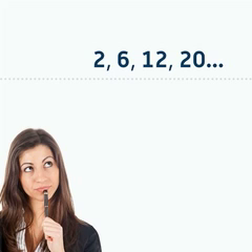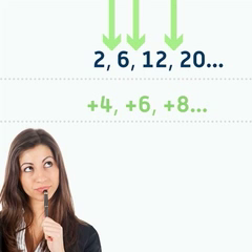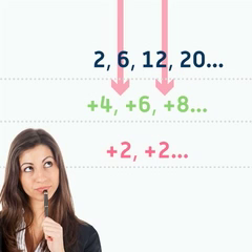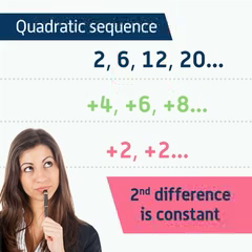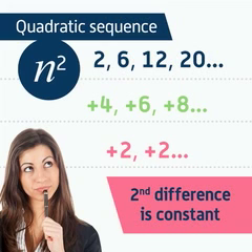Let's look at this sequence: 2, 6, 12, 20. The first difference from term to term changes each time. It is +4, then +6, then +8. But notice the second difference is +2 each time. When the second difference is constant, you will have a quadratic sequence. An n-squared term is involved.